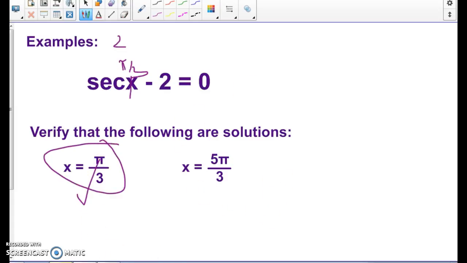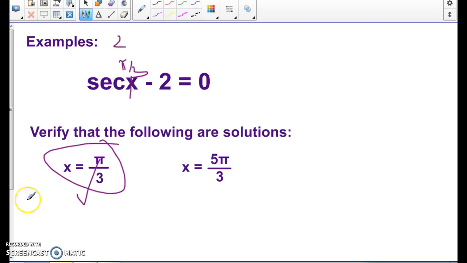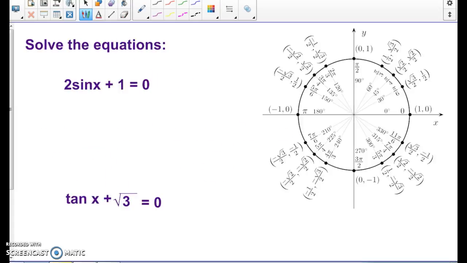Let's verify that this is a solution. This is how we check our answers. 5 pi over 3 here. And secant again, so I'm just looking at that x is 1/2. Reciprocal of that is still 2. 2 minus 2 is still 0. Yep, that one also works.